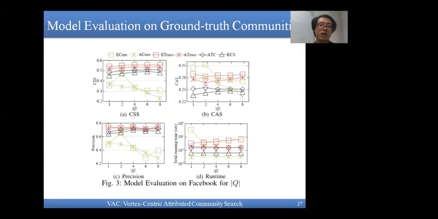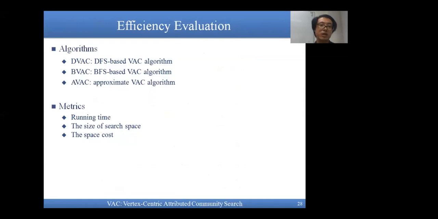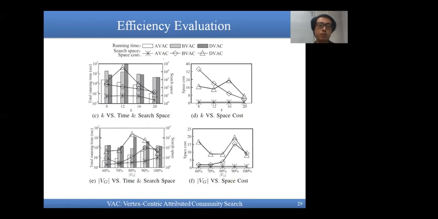Then we evaluate the efficiency of our proposed algorithms. In this experiment, we use the running time, the size of the search space, and the space cost as our metrics. Through the results, we can find that the approximate algorithms have the best performance in terms of time, search space, and space cost, and the depth-first-based algorithm has the worst performance.